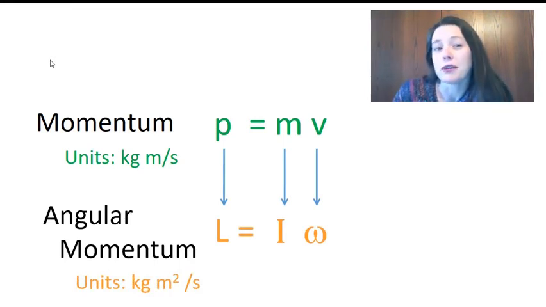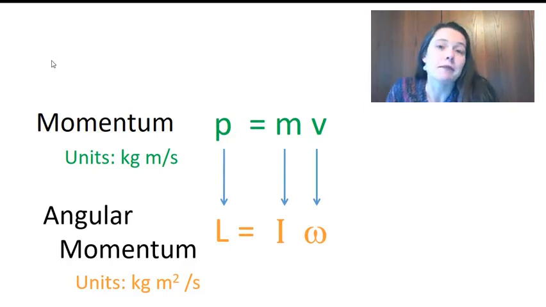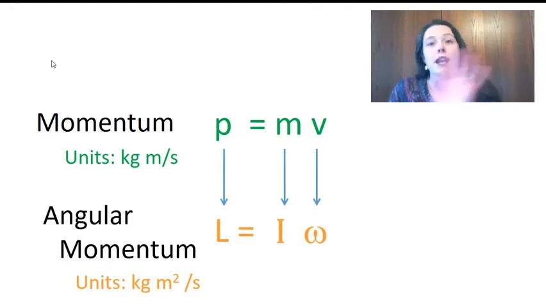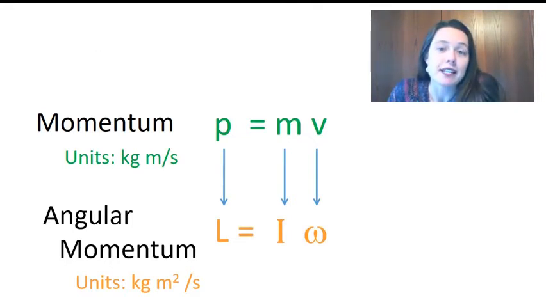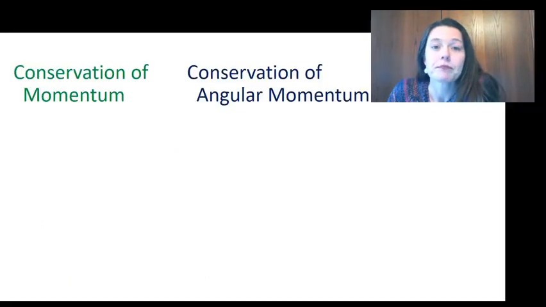Notice that those are different units than momentum. That means that momentum and angular momentum are separate quantities. Unlike rotational kinetic energy, where that's just another form of energy to add to our mix, momentum and angular momentum are separate things that need to be treated separately. But both of them are conserved.